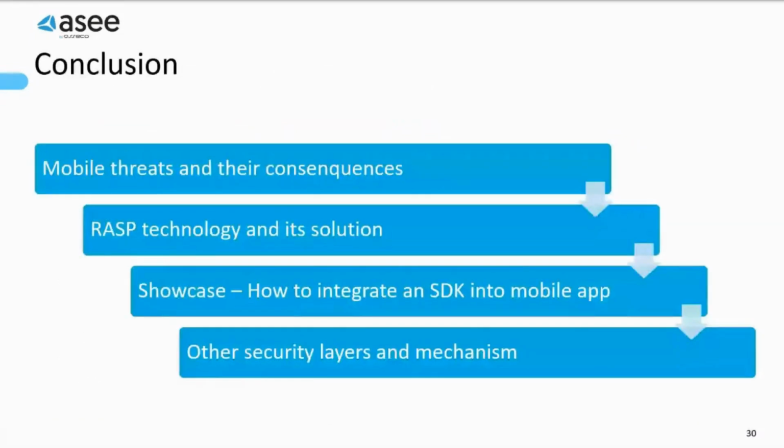Okay, so to conclude what we shared today with you, we gave you insight into mobile threats and what are their consequences and why it's very important to secure your mobile apps. Also, we presented the RASP technology and its solution, and we showed you how to integrate an SDK into a mobile app. And lastly, we presented you also with other security layers and mechanisms to protect your application even more.